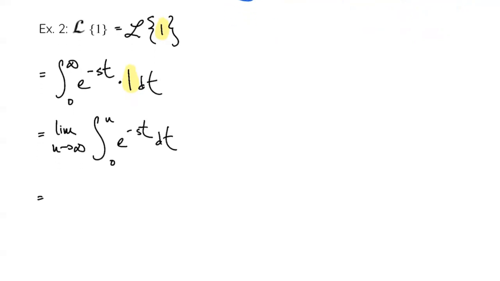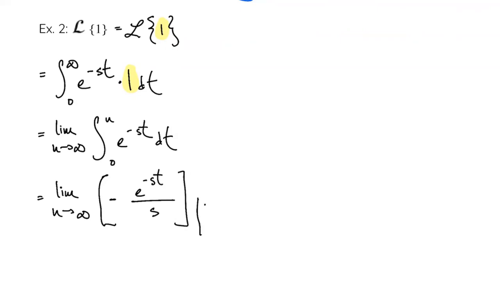We're going to go ahead and integrate here. So I have the limit as n approaches infinity. My integral is going to be a little bit different than what I had before. It's actually going to be negative e to the negative st over s, and I'm evaluating at n and at 0. The reason why I have a negative sign is because this is negative st, whereas in the previous problem, I just had a positive ct. So when we do our u substitution, we have to think about that extra sign coming in there.